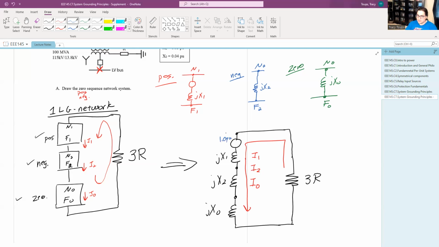So this is the key right here to get started: draw your sequence network, because now we know what we're looking at. Now remember, we want to limit the current. So now we have to start thinking about what can I do to make I1, I2, and I0 limited. The one thing I can change is this. That's what I have control over. Everything else I don't have any control over. So I have to choose a resistor large enough to lower the current down to the level that I want, which is 400 amps on the A phase. So that's step number one, draw your sequence network.